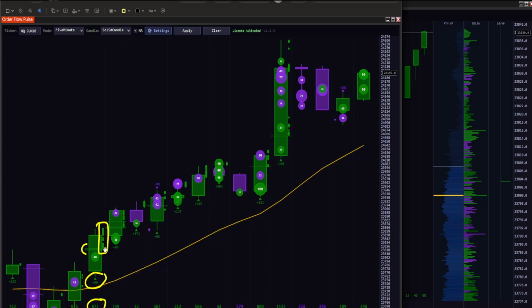Now, for a signal, let's say we're looking at a 1 minute, you really want it to close within the delta persistent surging. So this candle closed right here, which is really good. So what you want to do is get in, but you have to wait until this closes.